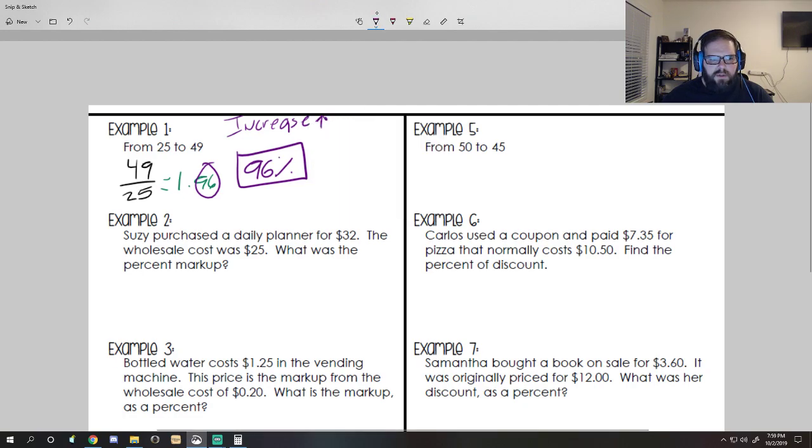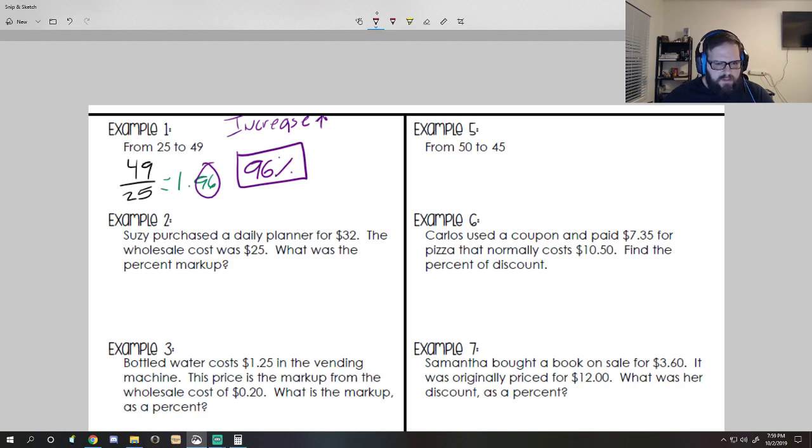For example number 2, I think I'm going to do 1, 2, 5, and 6, and I'm going to let you guys try the other ones. So in example number 2, Susie is buying her planner, trying to get all ready. She bought a planner for $32. The wholesale cost was $25. What was the markup? Well, it tells us right there that there's a markup.